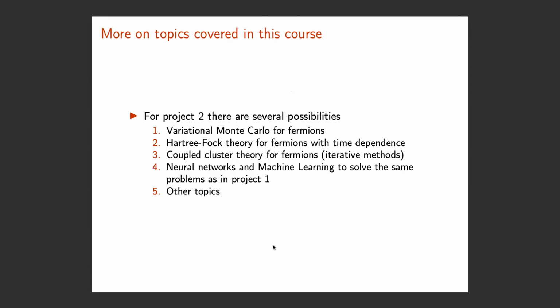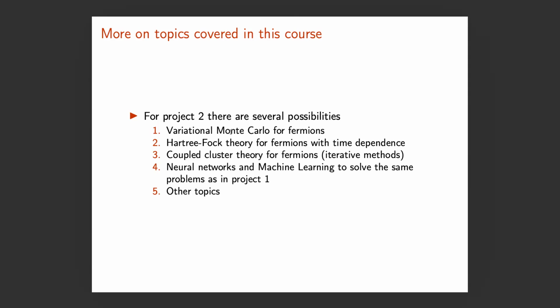So for project 2, there are several possibilities. In project 1, we're going to make life simpler. We're going to look at a system of weakly interacting bosons. That means the total wave function is going to be symmetric, and we avoid what's called the Monte Carlo sign problem and all the problems with the anti-symmetry of the wave function. However, you can include fermions as an extension of project 1. What we then have to introduce is an ansatz for the wave function which contains the anti-symmetry.